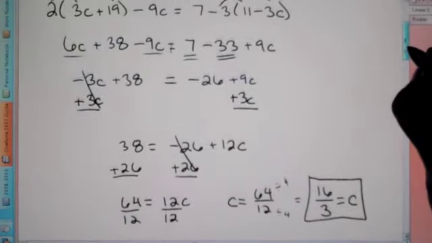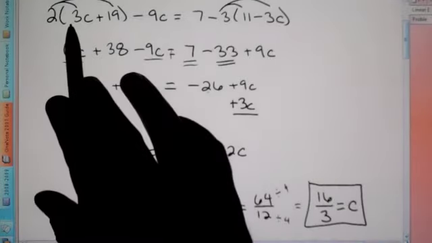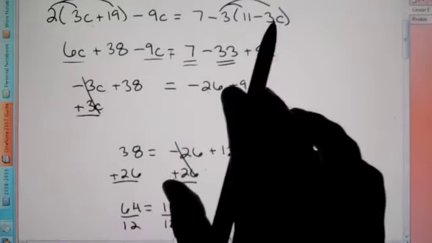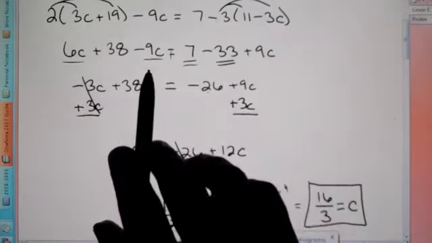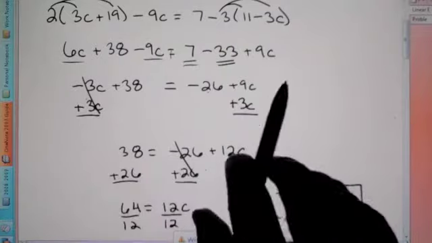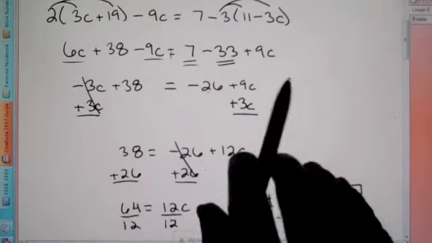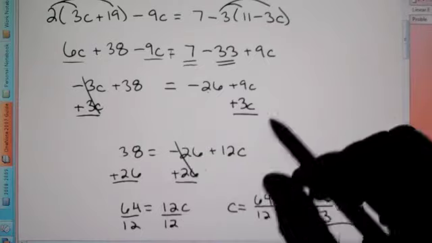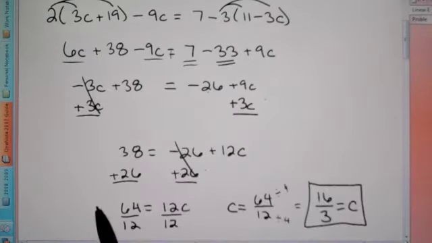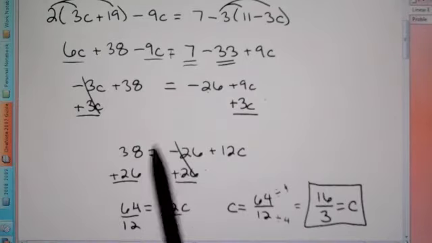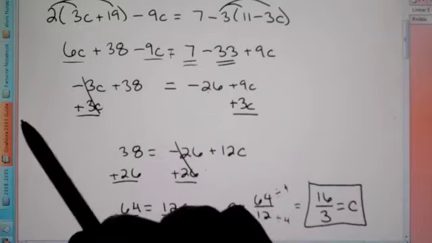So again, on these linear equations, get rid of the parentheses first by distributing. Watch your symbols. Okay. Combine like terms on either side of the equal sign, and then we can move the c's over, move the other numbers to the left side, and again, I could have moved the 9c by subtracting first.